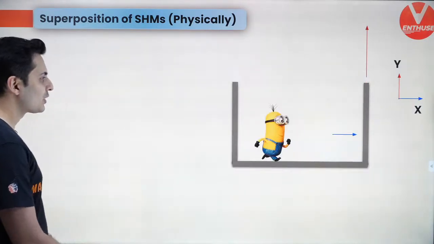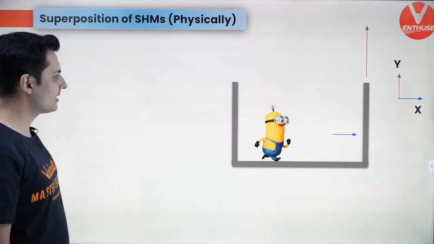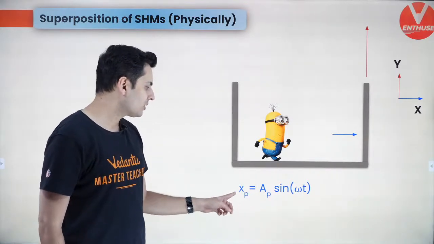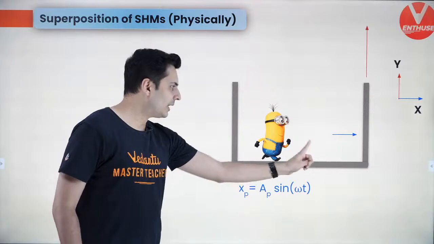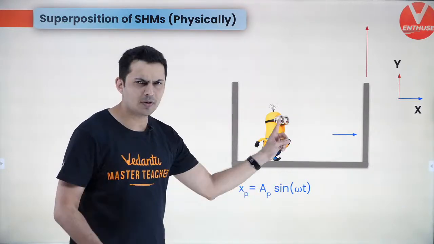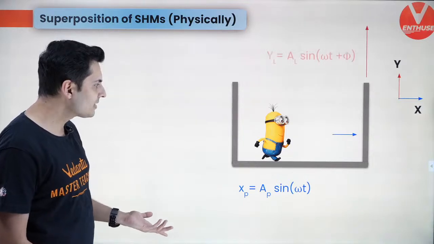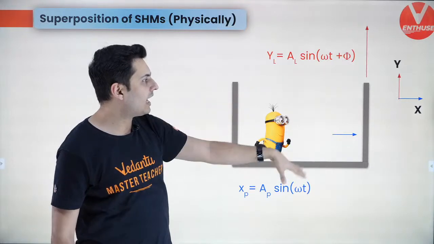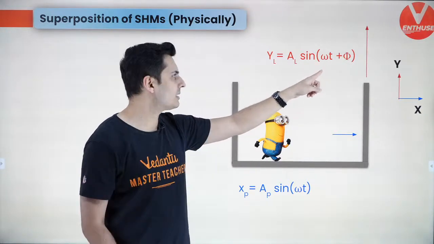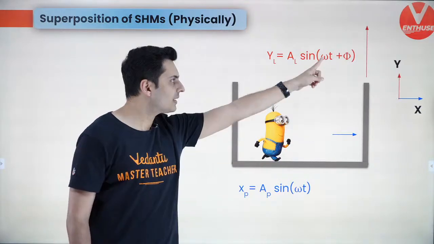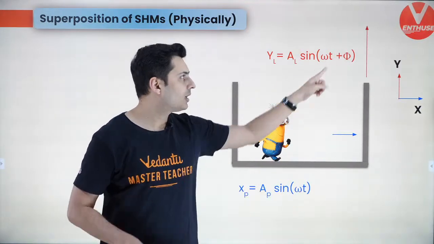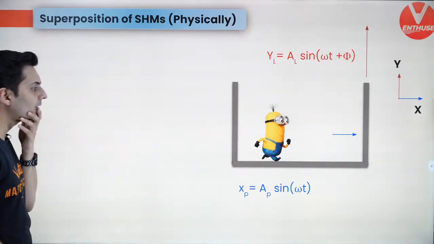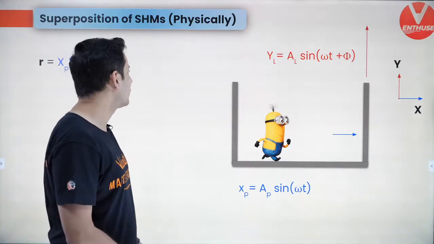Okay, very good. So let's just talk about these equations, guys. Let's imagine Pandu's equation is x_P = A_P sin ωt. A_P is the amplitude of Pandu's SHM, and ω is the angular frequency of Pandu's SHM. Similarly, the lift goes up and down, so this is the y coordinate of the lift, A_L is the amplitude of the lift, ω is the angular frequency, and φ is the phase difference between them. Here the phase is 0, here the phase is φ, so the phase difference is just φ between the lift and the Pandu.